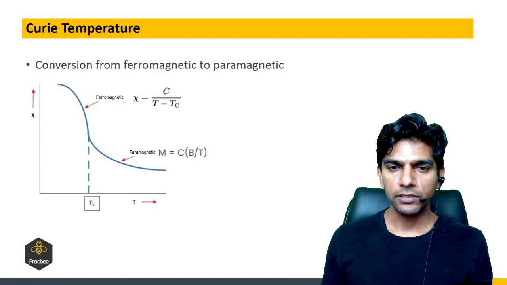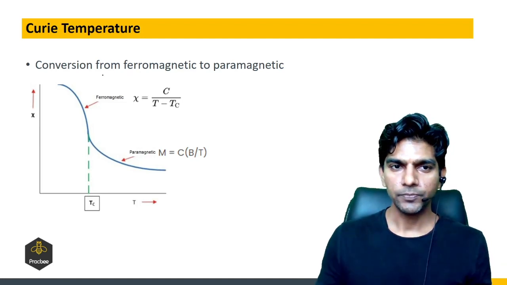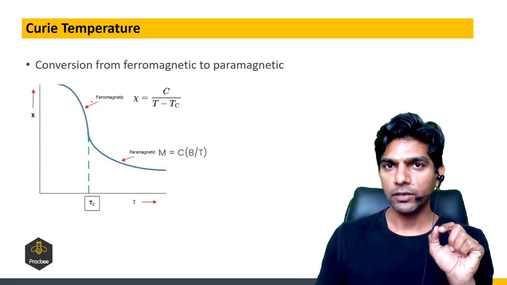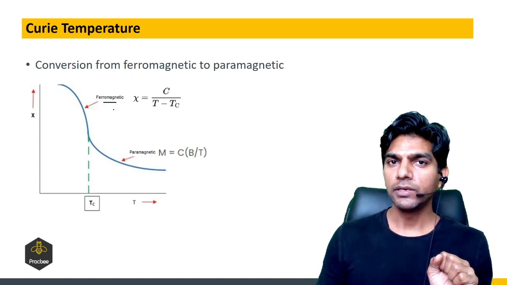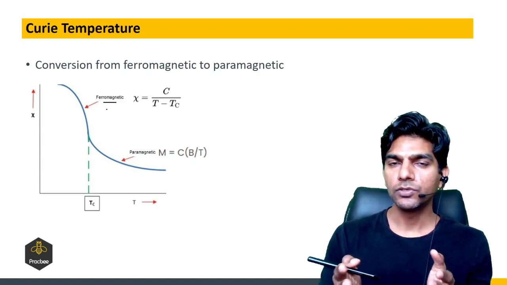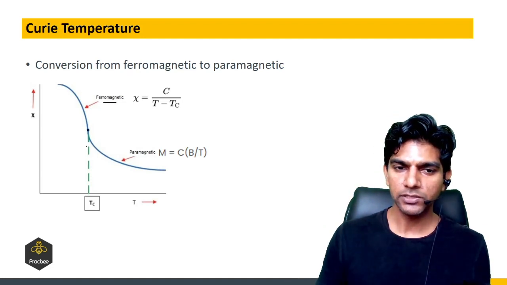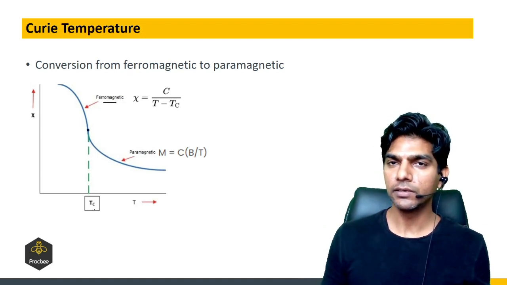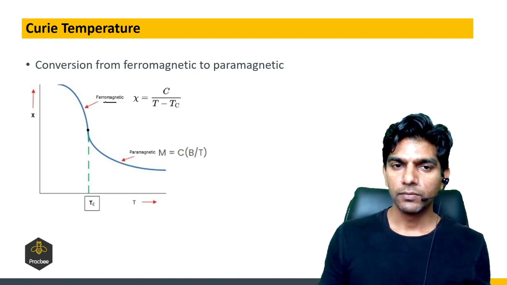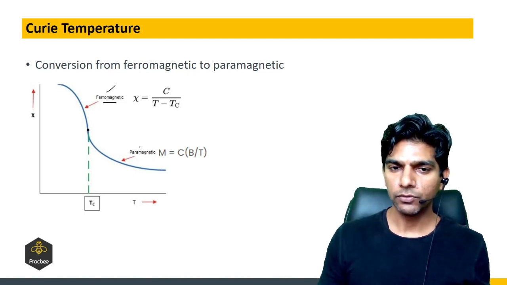And now let us see the Curie temperature. What is Curie temperature? It is the temperature at which a ferromagnetic material makes a transition to a paramagnetic material. So if we have a temperature greater than the Curie temperature, there is a transition from ferromagnetic to paramagnetic.